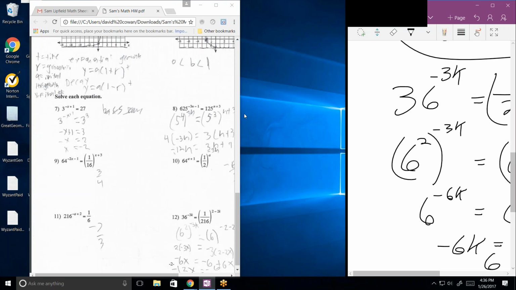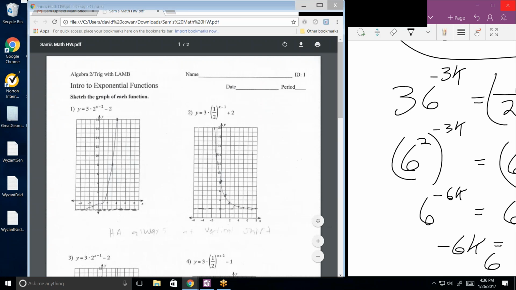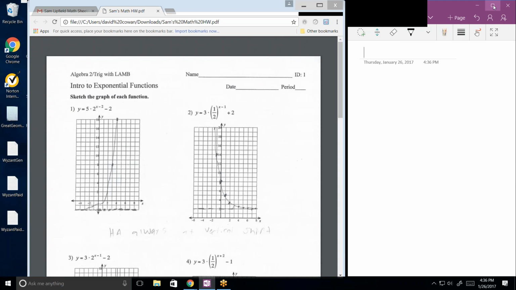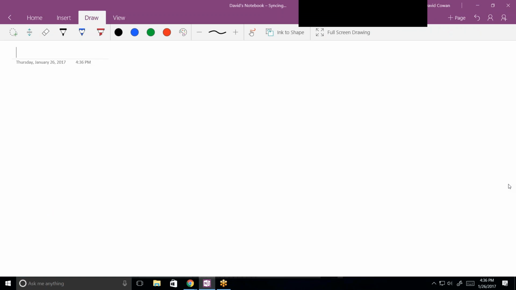Let's see. We're working on what's it called? Like exponential growth and like bank stuff. Let me see if I have an example problem sitting there. Yeah, I know what you're talking about. You're talking about exponential growth or decay? It's like with bank statements and stuff.